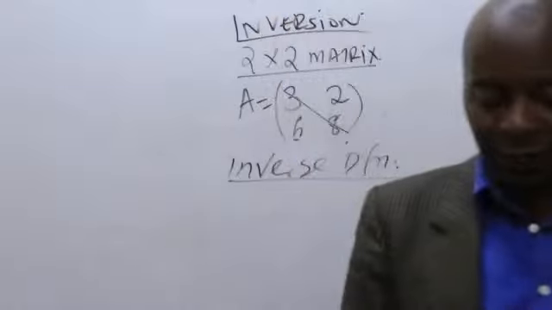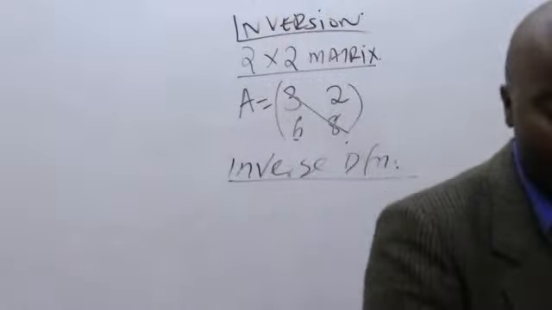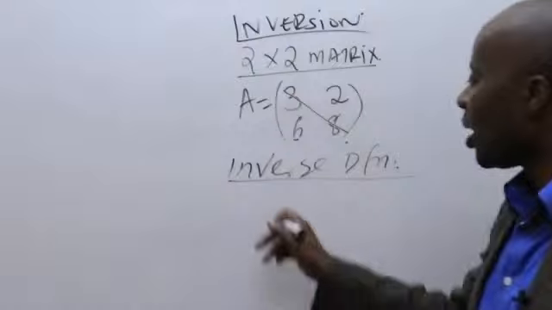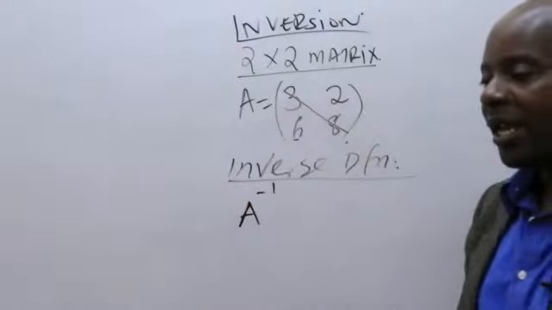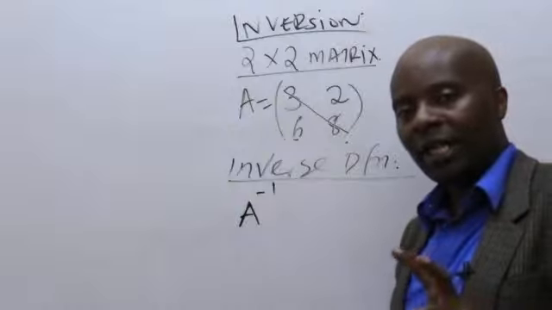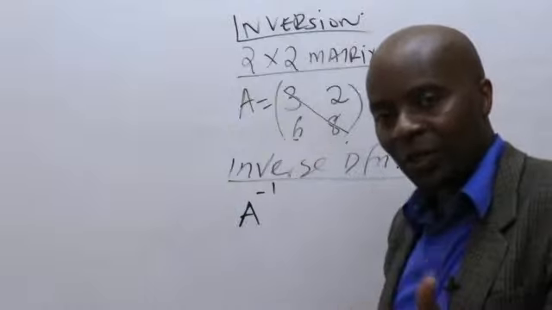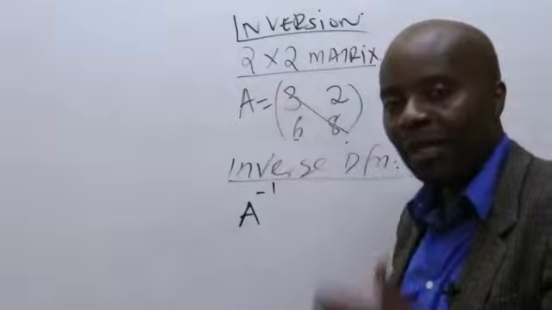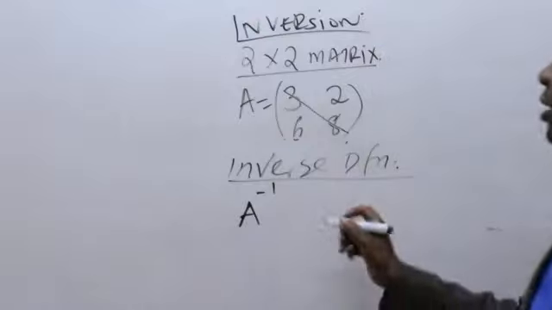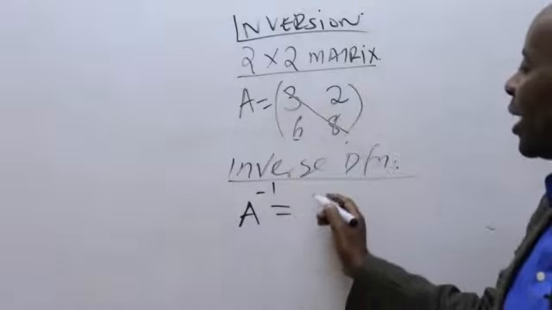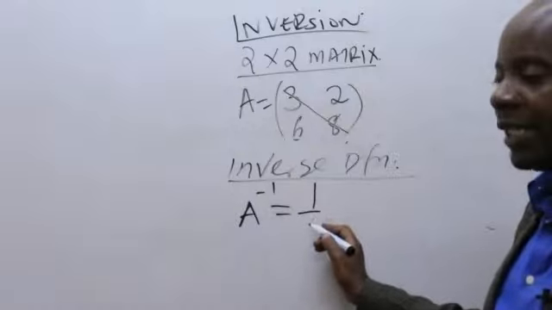The inverse definition, what do we have over here? We normally write it like this, A raised to minus 1. Whenever you see a letter A raised to minus 1, that's the inverse of A, or B raised to minus 1, that will be the inverse of B. So the inverse of A here will be equal to what? It will be equal to 1 over the determinant.